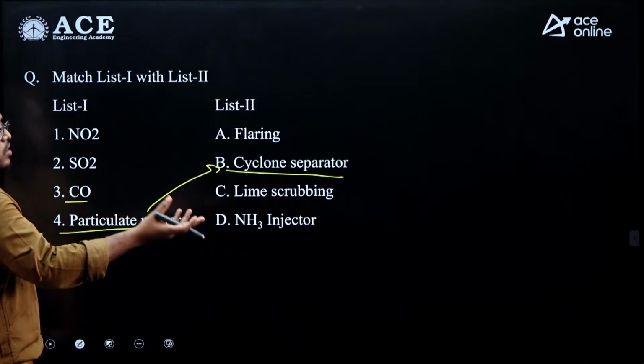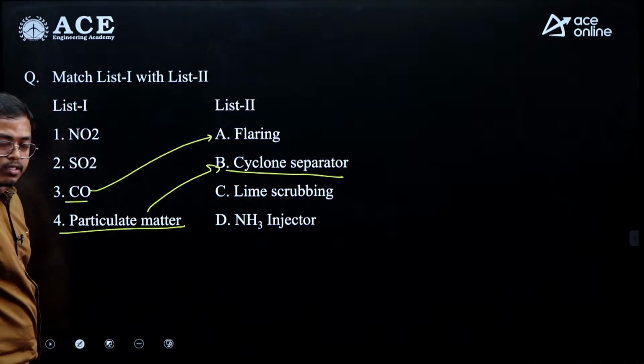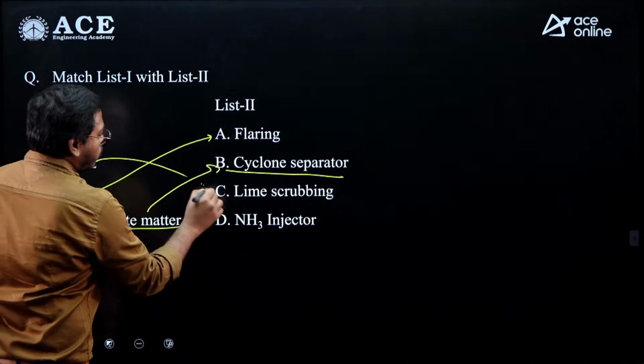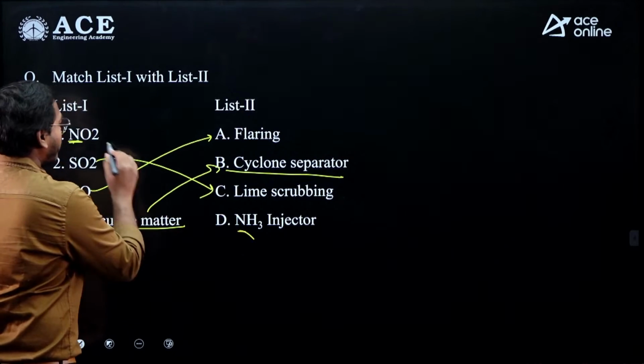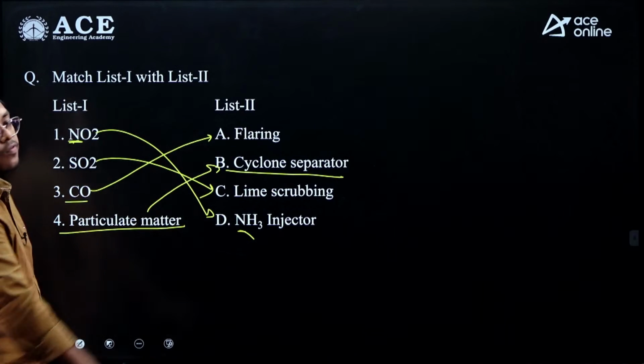So CO is because of incomplete combustion. So how to remove it? By flaring it, by burning it, right? So directly you can match this, and remember SO2 can be removed by lime scrubbing, and just by name you can go with this option, which is also the correct. So this will be the right match the following.